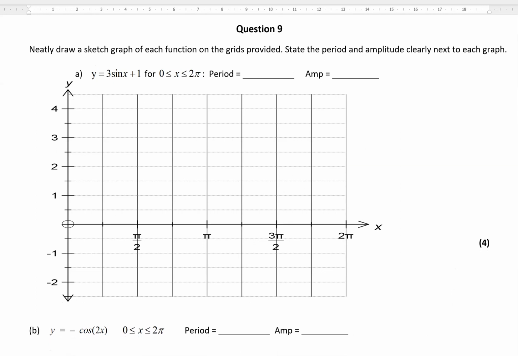Okay, the period. So we can see here, remember, if it's got y equals sine bx, your period is going to be 2 pi over b, and that is the same for cosine. Remember, when it's tan, it's not 2 pi, it's just pi over b. All right, so for my period here, it will be 2 pi. The amplitude is your a value, so it's 3.